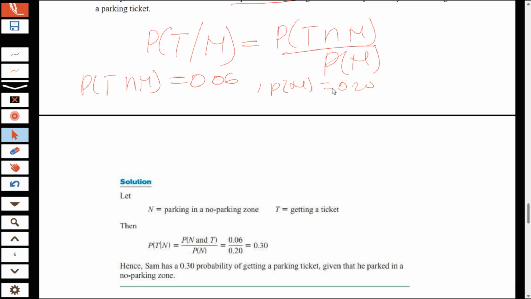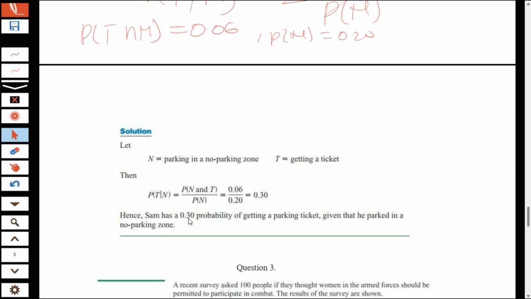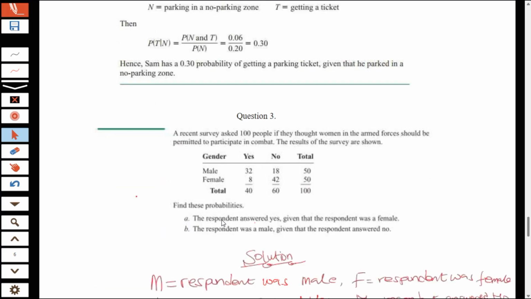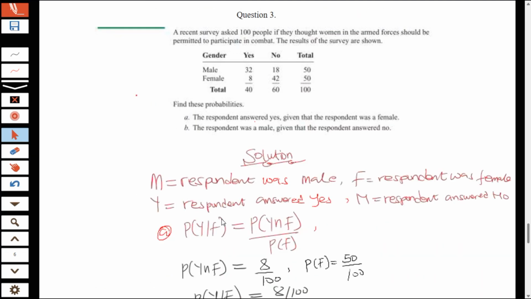Once we have these two, it's easy for us to find our conditional probability. So here we are going to have P of N intersect T divided by the probability of N. So you are going to get 0.06 divided by 0.20, of which our final answer would be 0.30. Hence, Sam has 0.30 probability of getting a parking ticket, given that he parked in a no parking zone.